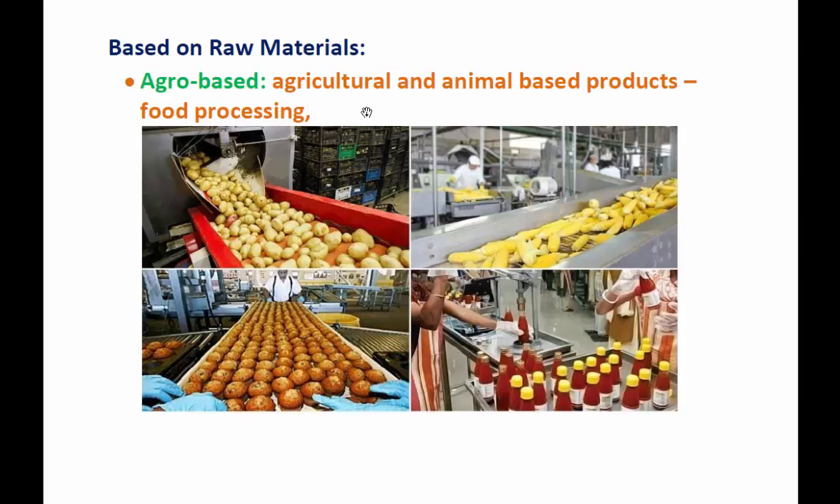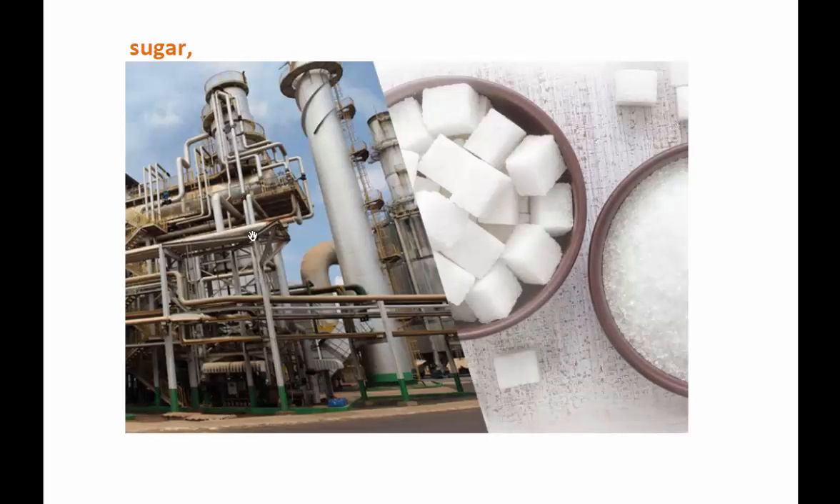Based on raw materials used by the industry, it is classified again into 4. The first one is agro-based industry. Agro-based industry uses agricultural and animal-based products. Let's see the first one. The first one is food processing industry. You can see from the picture right here, potato chips and tomato sauce, all these are a part of food processing industry, which is an agro-based industry. Next one is sugar. Sugar is made from sugar cane, so it is an agro-based industry.